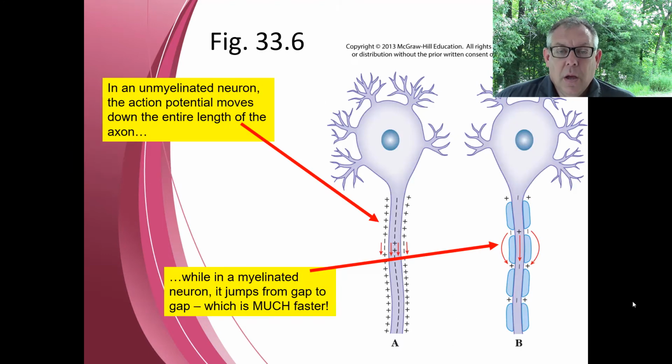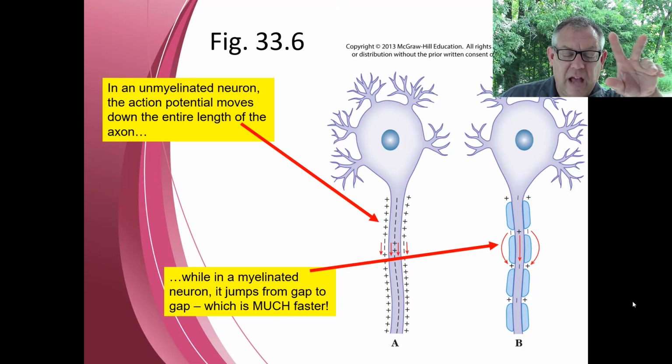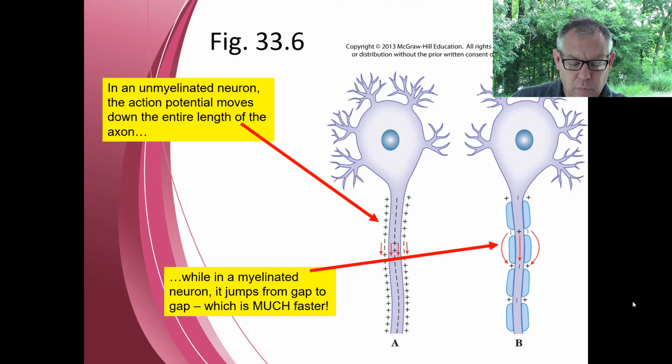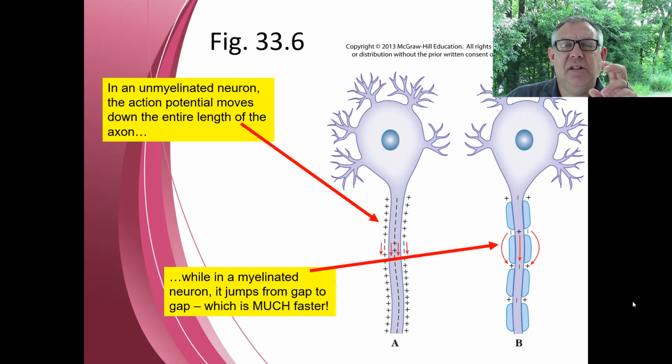Okay, well, let's go back to the myelinated neurons. In the unmyelinated neuron, that's kind of what we just talked about. That action potential just moves smoothly down the entire length of the axon. Great. But in a myelinated neuron, that myelin acts as an insulator, and you can't propagate the signal where that myelin sheath is. And instead, you've got gaps.